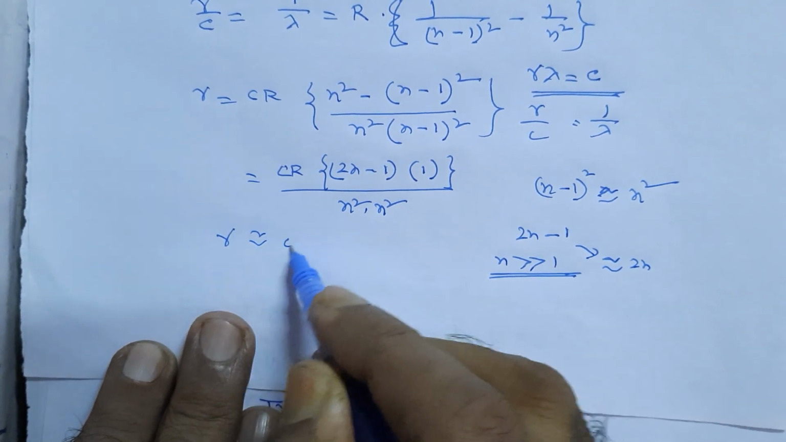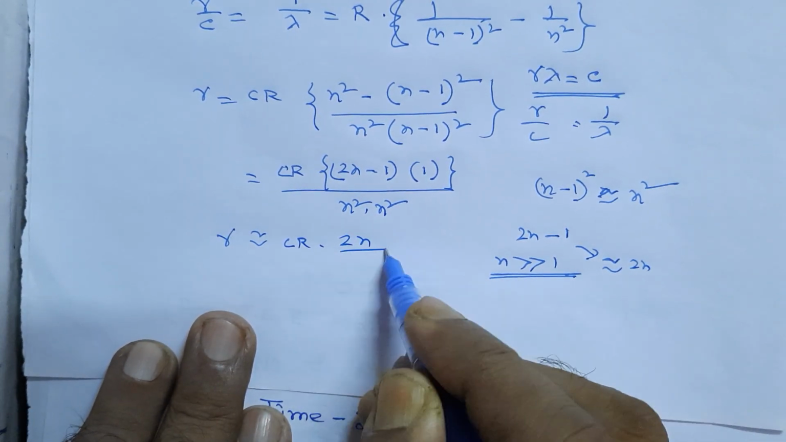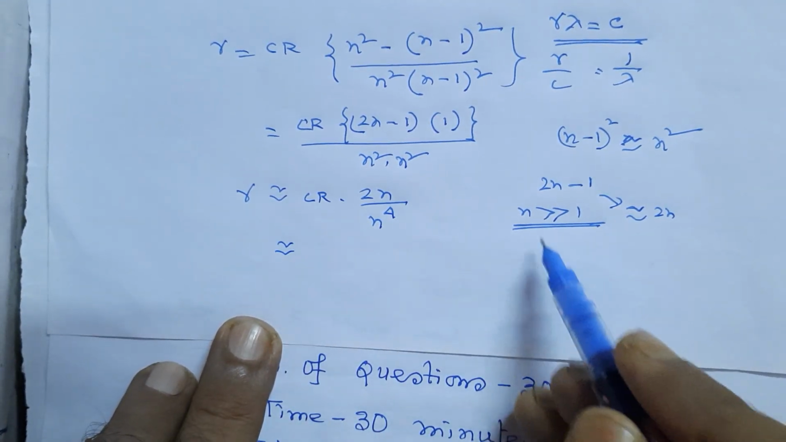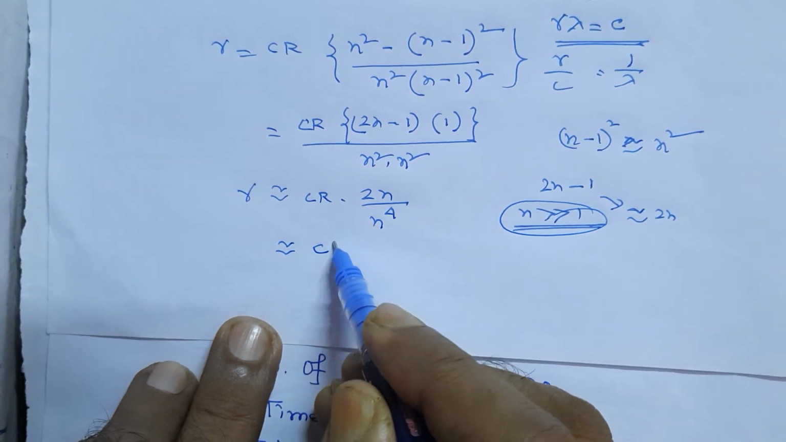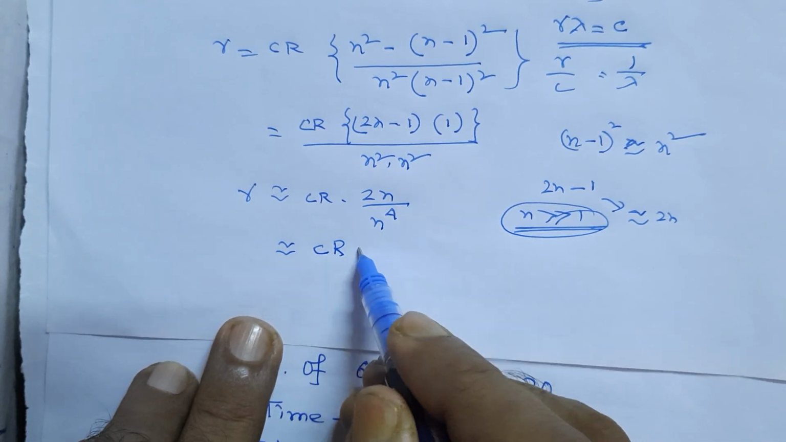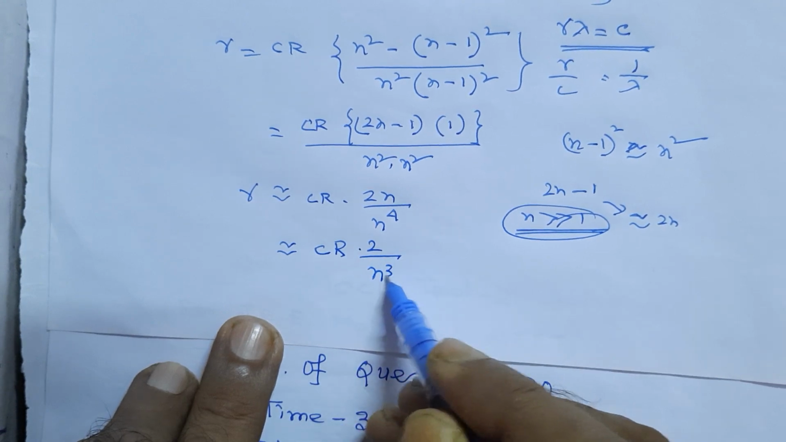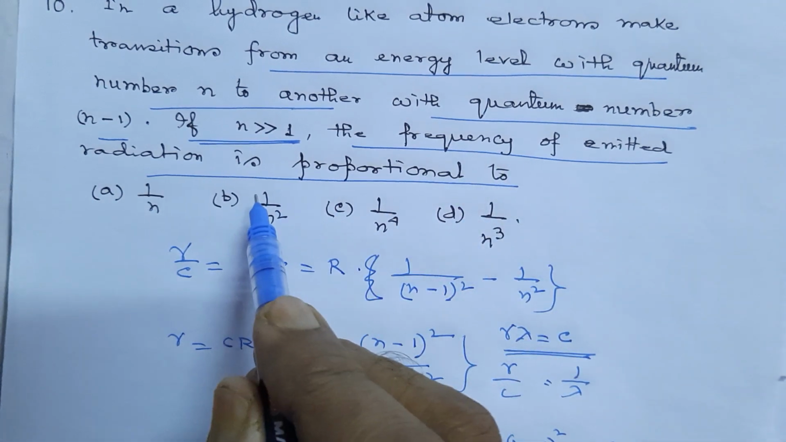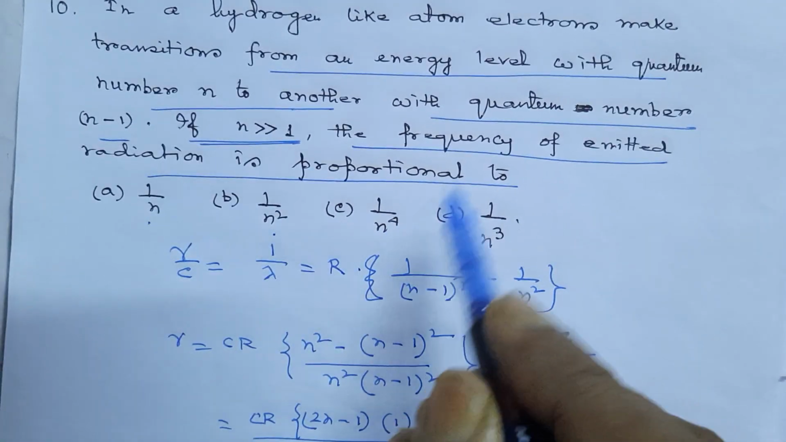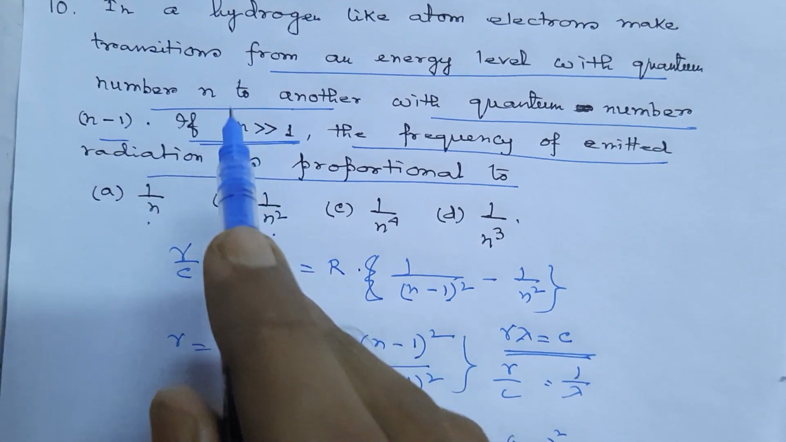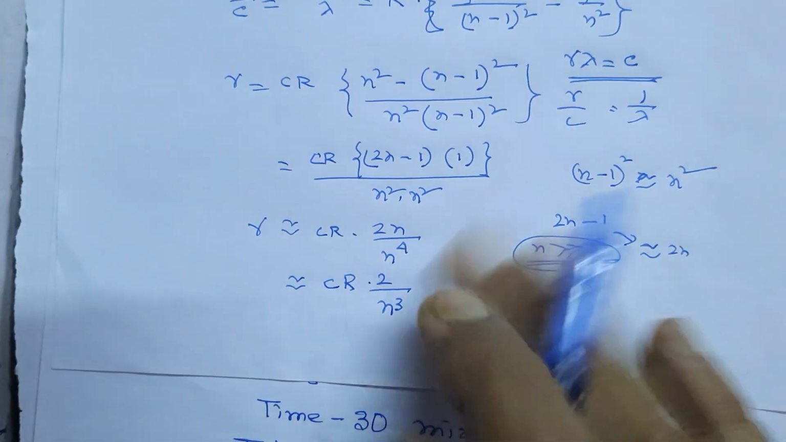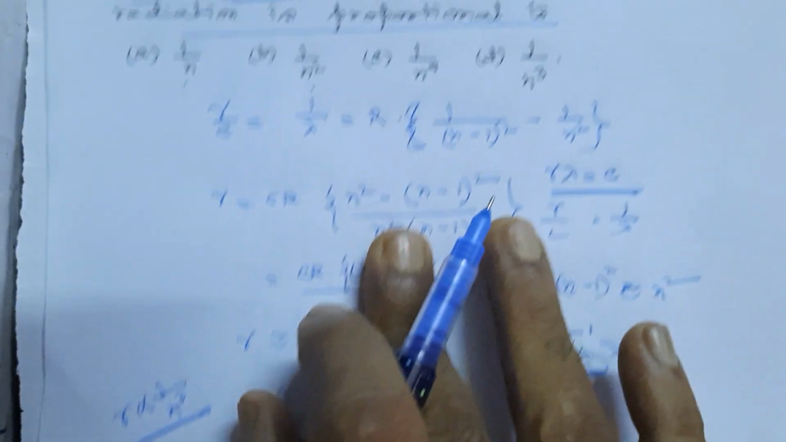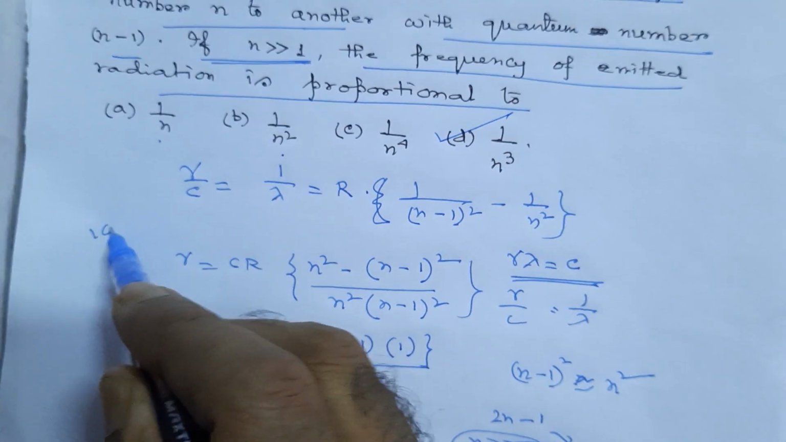So gamma equals Cr into 2n by n to the power 4. The approximate relation gives us this result, as n is much greater than 1. So gamma is nearly equal to Cr into 2 by n cube. We are to find the relation between frequency and the value of n, that is the quantum number of the orbit, and we find that gamma is proportional to 1 by n cube. So the right answer is D. So 10D is the correct answer.